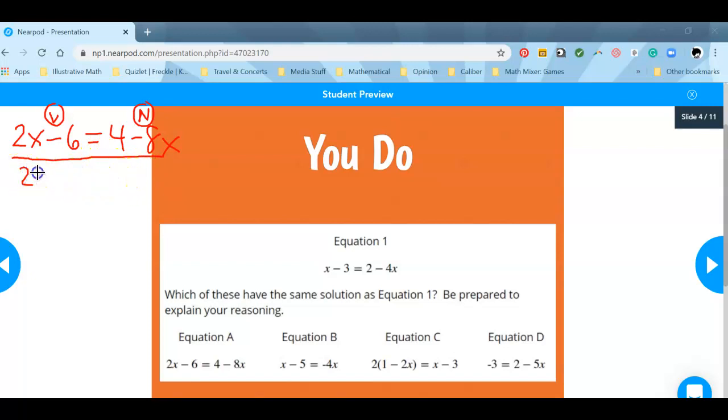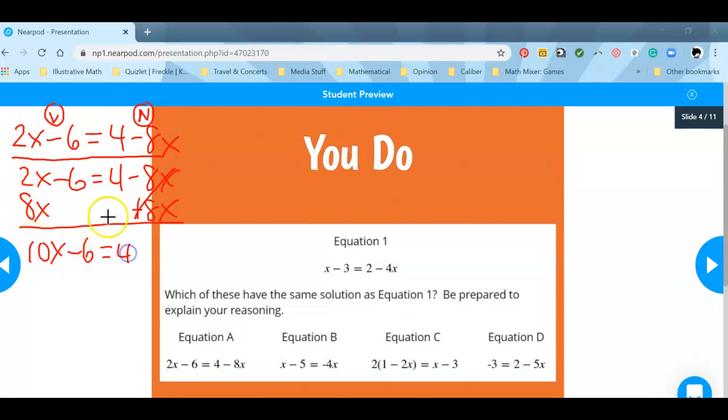So 2x minus 6 equals 4 minus 8x. I'm going to go plus 8x here. And of course, why? Because I have 8 negatives, I have 8 positives, that puts me at 0. And what we do on one side of the equal sign, we do on the other. If you go over here, you can go throwback style. 2 plus 8, 10. Or 2 positives, 8 positives, 10 positives. Minus 6 equals 4. So this one will be a letter A.